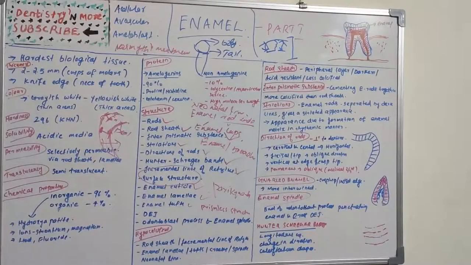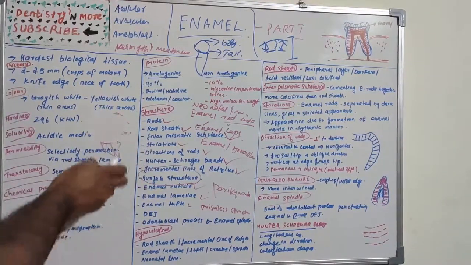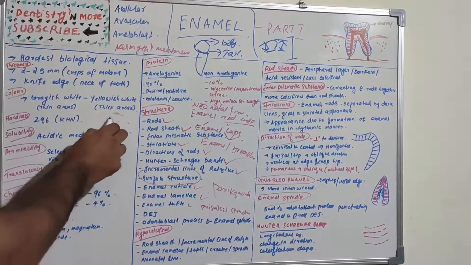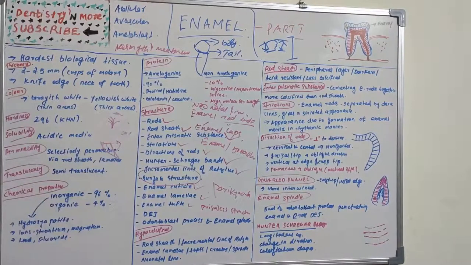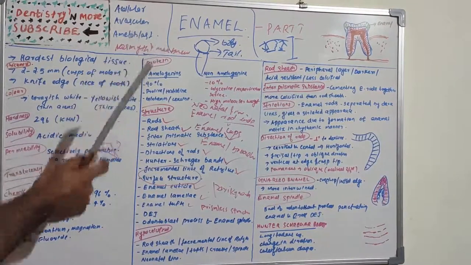And the next structure is enamel tufts. Enamel tuft is a thin ribbon-like structure resembling a tuft of grass. It is similar to our enamel lamellae. It is created by examining such an area under low magnification of a ground section, so we can observe it when we check it under low magnification in a ground section.